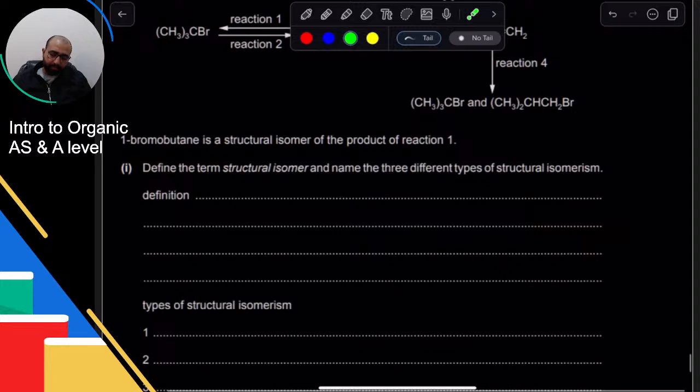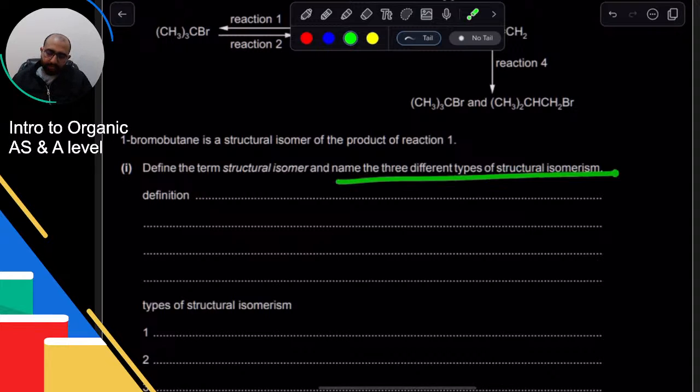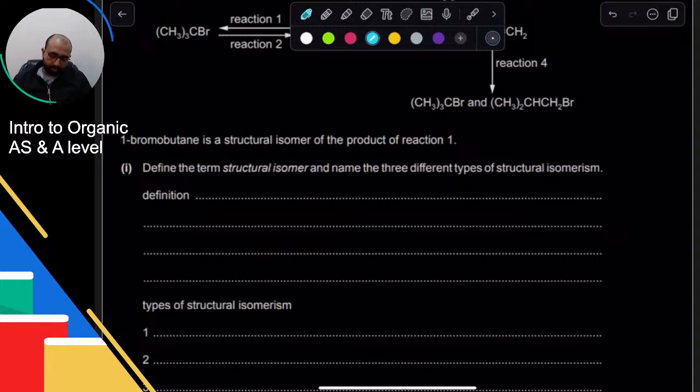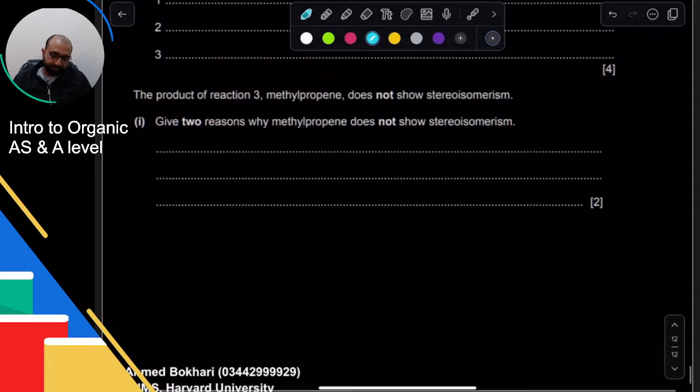But define the term structural isomers. So what are structural isomers? They have same molecular formula, but they have different structure. Right? It's really simple. Structural isomers differ by the structure. So they have same molecular formula but different structure. आप कह सकते हो कि वो different structure उनका जो है वो कहाँ से आता है? Let's see. Name the three different types of structural isomers. So you have chain, you have functional group, and you have the positional isomer. So those three options that we had.